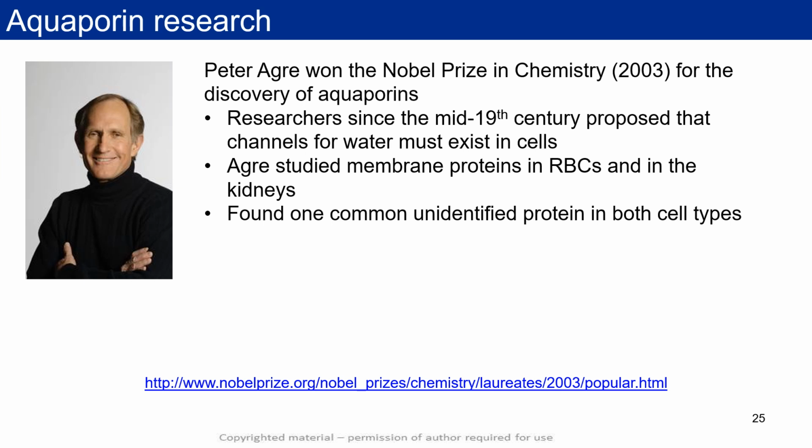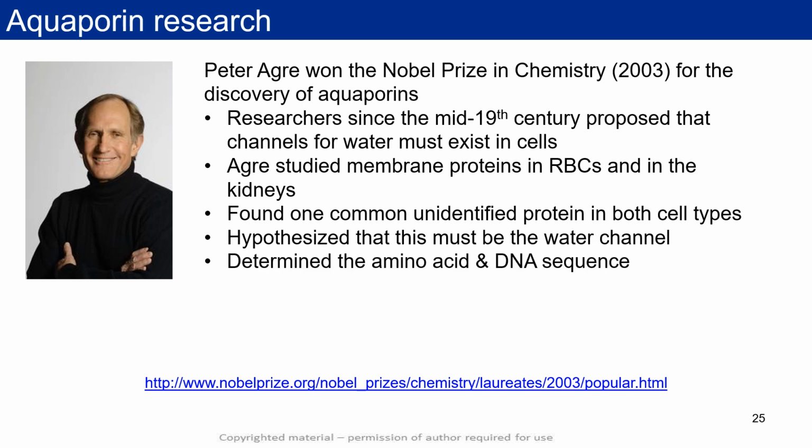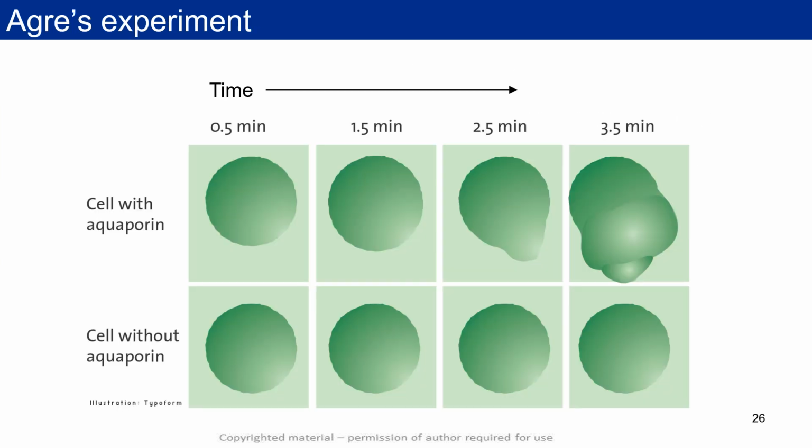Dr. Agre found one unidentified protein in both of these cell types and hypothesized that this was the water channel. His group isolated the membrane protein and then figured out its amino acid sequence. From the amino acid sequence, they could determine the DNA sequence. And once they knew that DNA sequence, they could then find the chromosomal location of the gene that encodes it. You can follow the link here to learn more about Agre's work. We'll go through it in a bit more detail now.